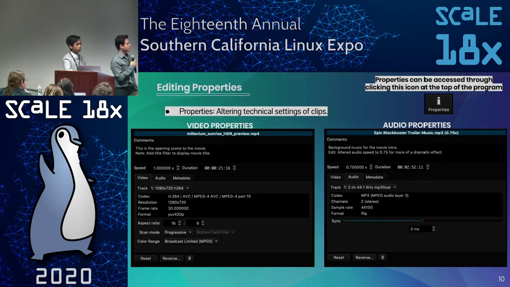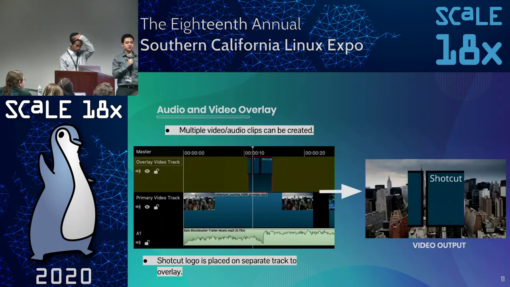Now that you have your audio, I'll now talk about the editing properties. And you can see the editing properties for both the video and the audio. To do this, all you have to do is click the little eye on the top hotbar of Shotcut. For the video properties, you can see the resolution and the frame rate. And for the audio properties, you can see the volume and the sync rate.